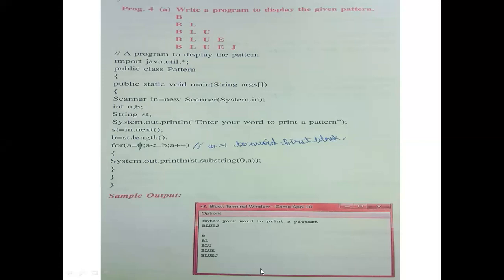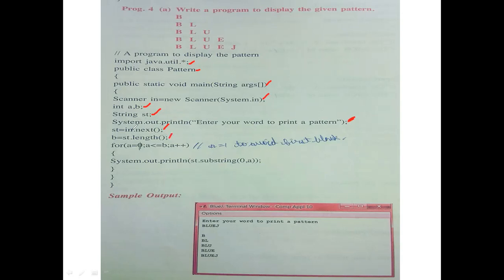As you know, the common lines are the util line and the class line, right? Since it's a string program, we need one string variable, and to get the length and to have a loop, one more integer variable. Then the message "enter your word to print a pattern". As we wish, we can give a message. Then read the string. Once you read the string, get the length.